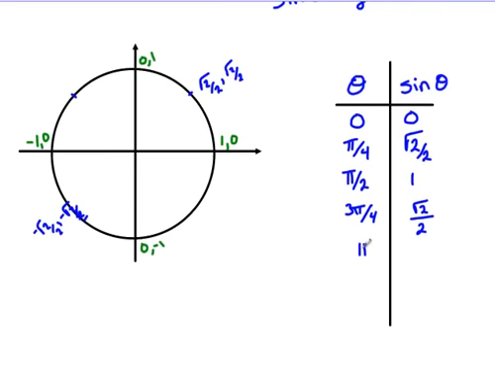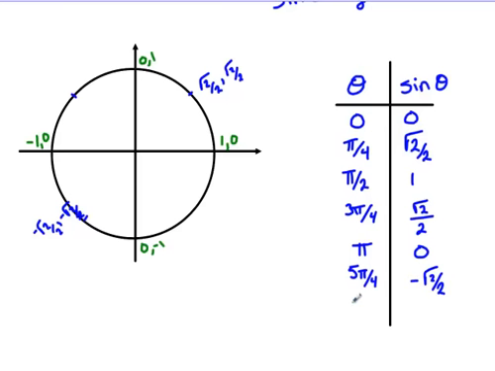At pi, what is happening here? This is going to get interesting. We're back at 0. So, look at what's happened. We started at 0, we're now getting bigger, we're at the top, getting smaller, and we're back at 0. Five pi over 4 is then going to put us down here, so that's going to give us a negative square root of 2 over 2.